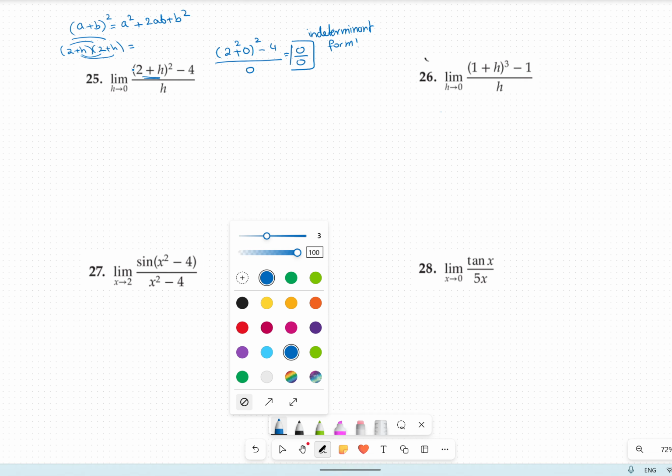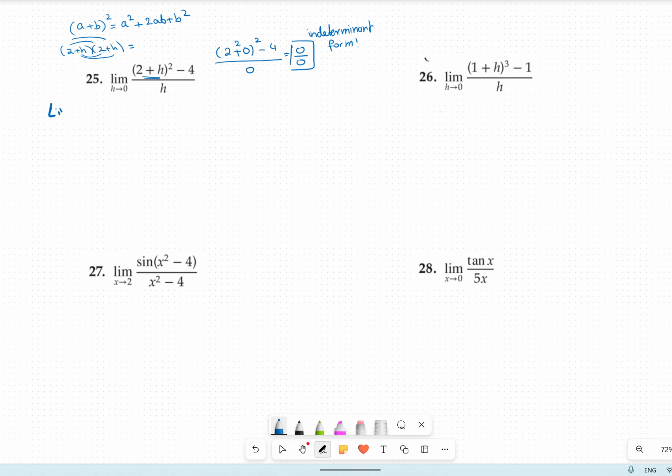Okay, so when I expand this one, it's going to give me limit as h goes to 0, 4 plus 4h plus h squared minus 4 over h. Now 4 and minus 4 will cancel and we will end up with 4h plus h squared over h. Now if you try to attempt direct substitution again, you will end up with 0 over 0. So this means we are not done simplifying.